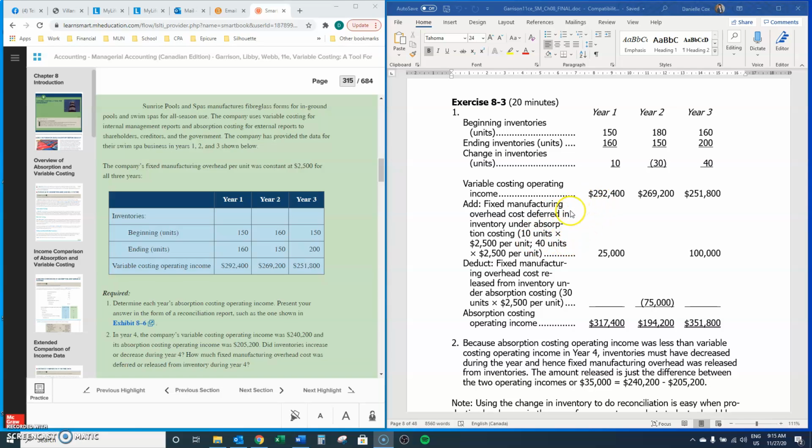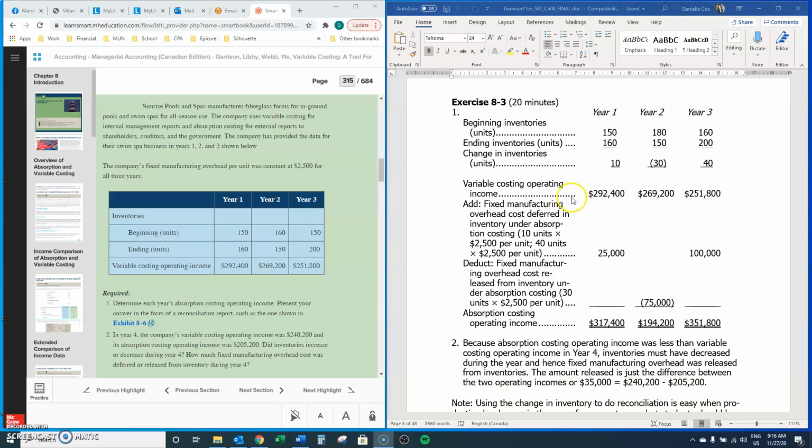Okay, because I noticed in some of the discussion postings about this assignment, people were putting amounts in both. It's one or the other. Either you add fixed manufacturing overhead costs that were deferred in inventory, or you deduct fixed manufacturing overhead costs that were released from inventory. And how we know what these numbers are depends on what happened to our inventory.